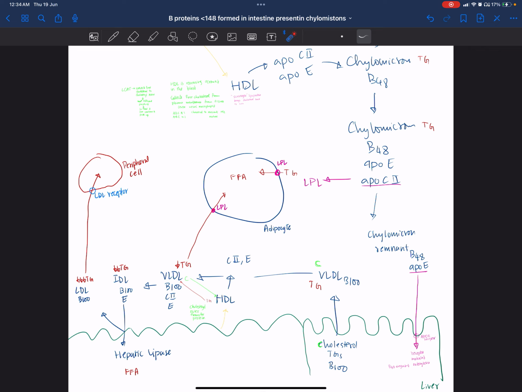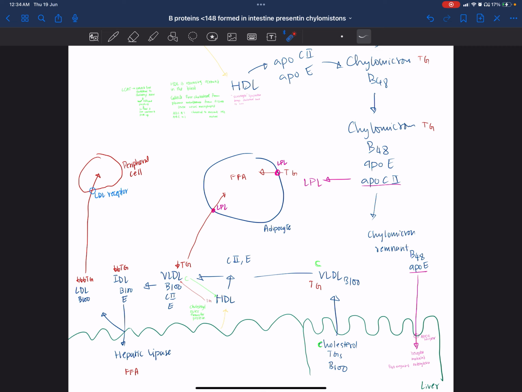Now, what did the chylomicron have? It had the triglycerides, right? So LPL is lipoprotein lipase. It's a lipase. It will break down the triglycerides and it will accumulate free fatty acids into the adipocytes. Yay. Okay, good. Now we form a chylomicron remnant. The chylomicron remnant has B48 and E. It also has C2, but I just removed it because its function is over.